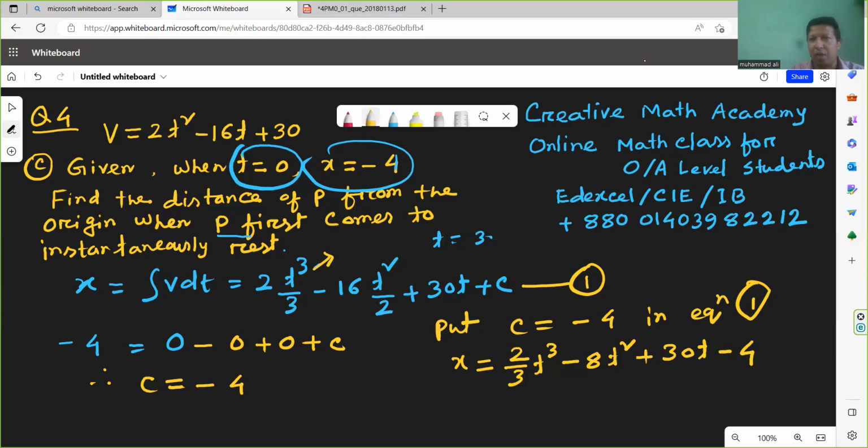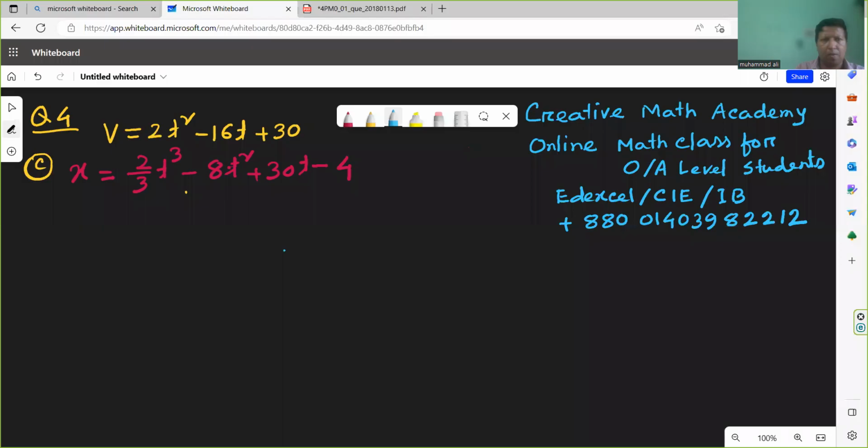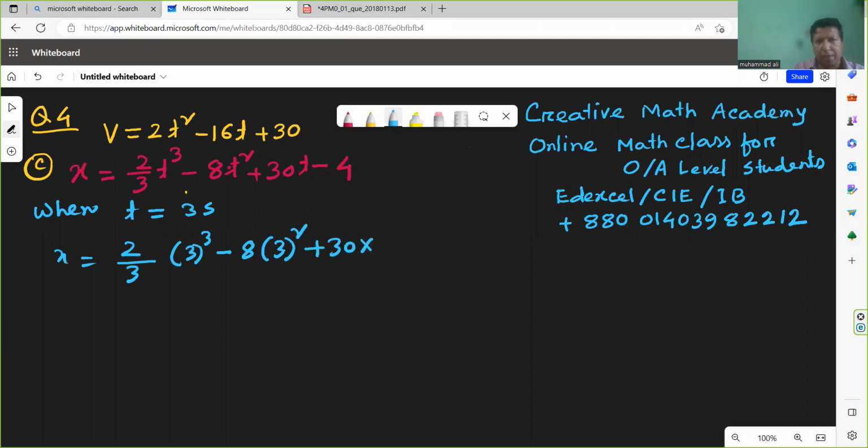Okay, now see how we can do this. When t equals 3 seconds, x equals 2 by 3 times 3 cubed minus 8 times 3 squared plus 30 into 3 minus 4. So after calculation, we will get 32 meters.